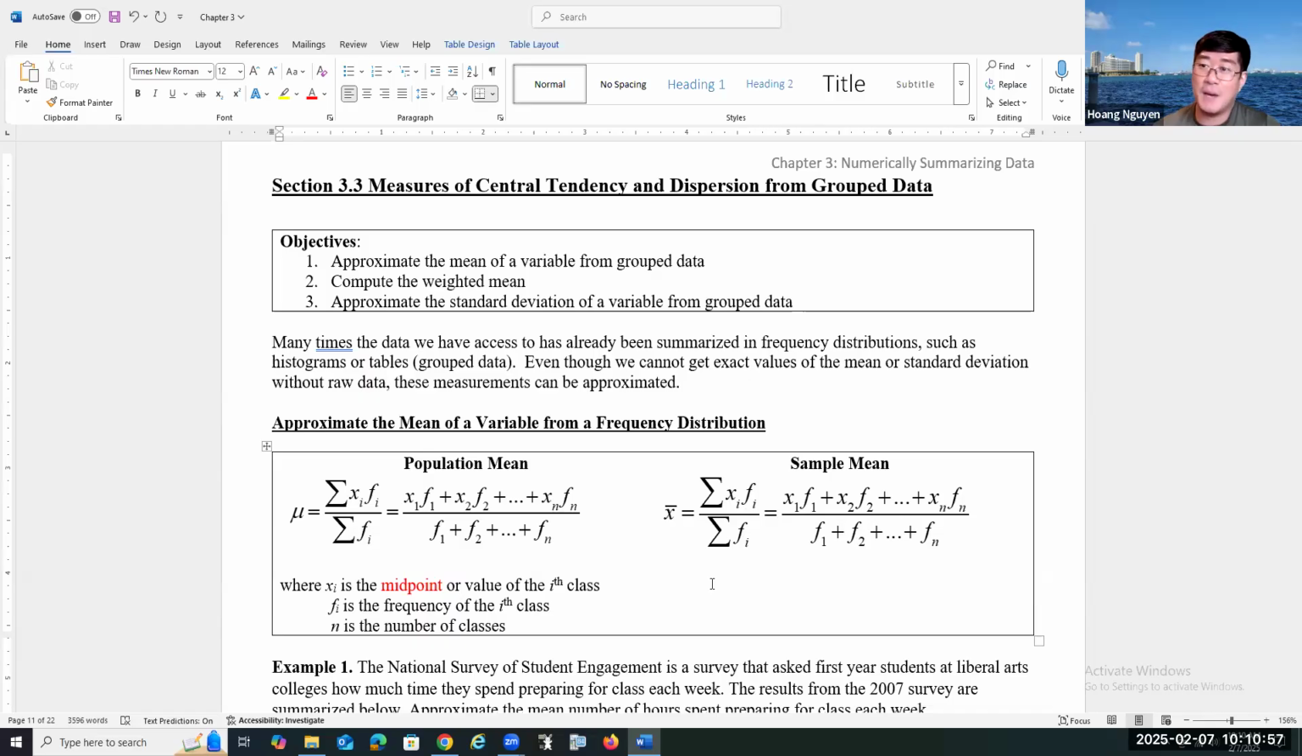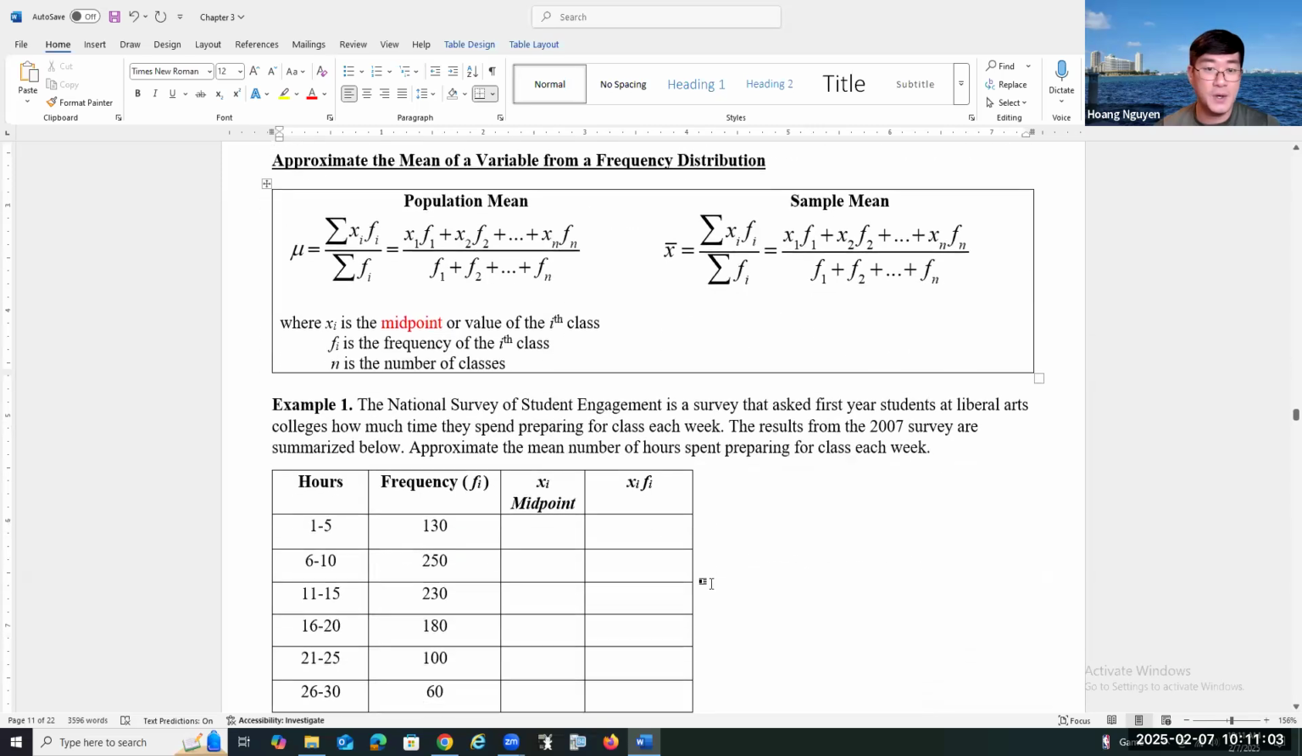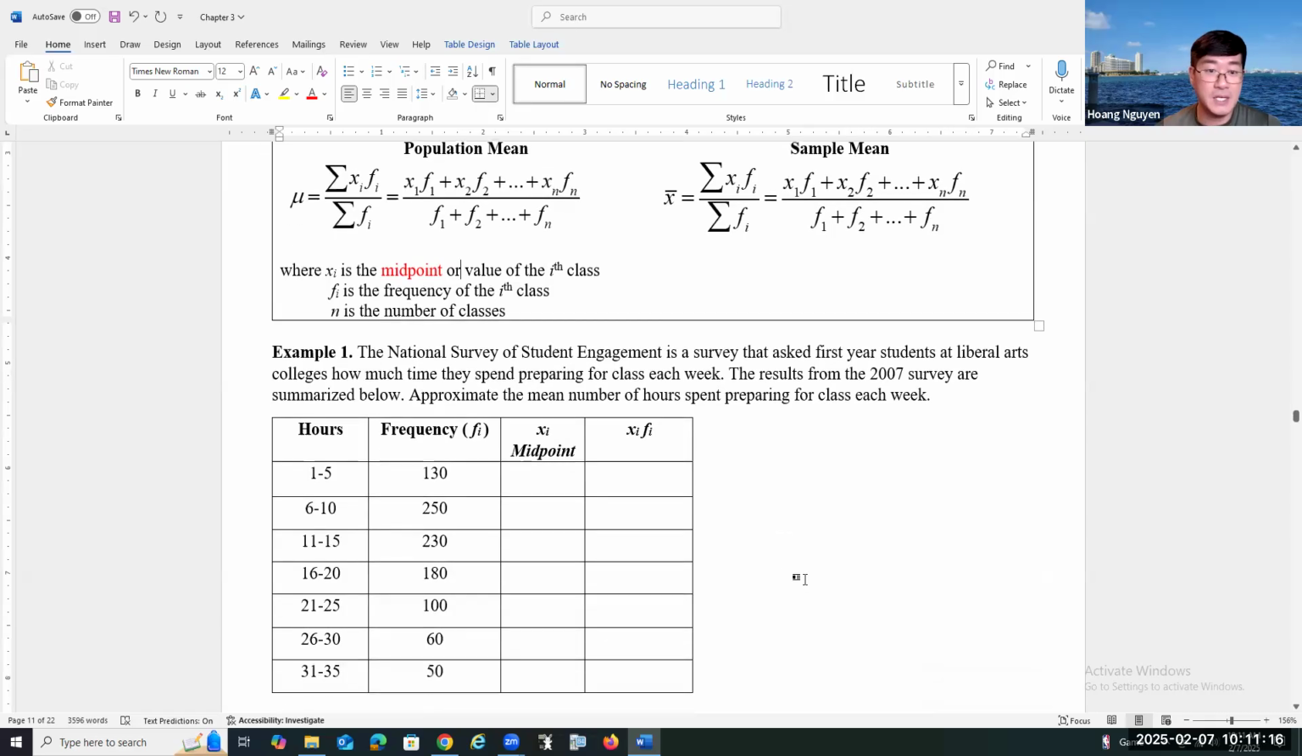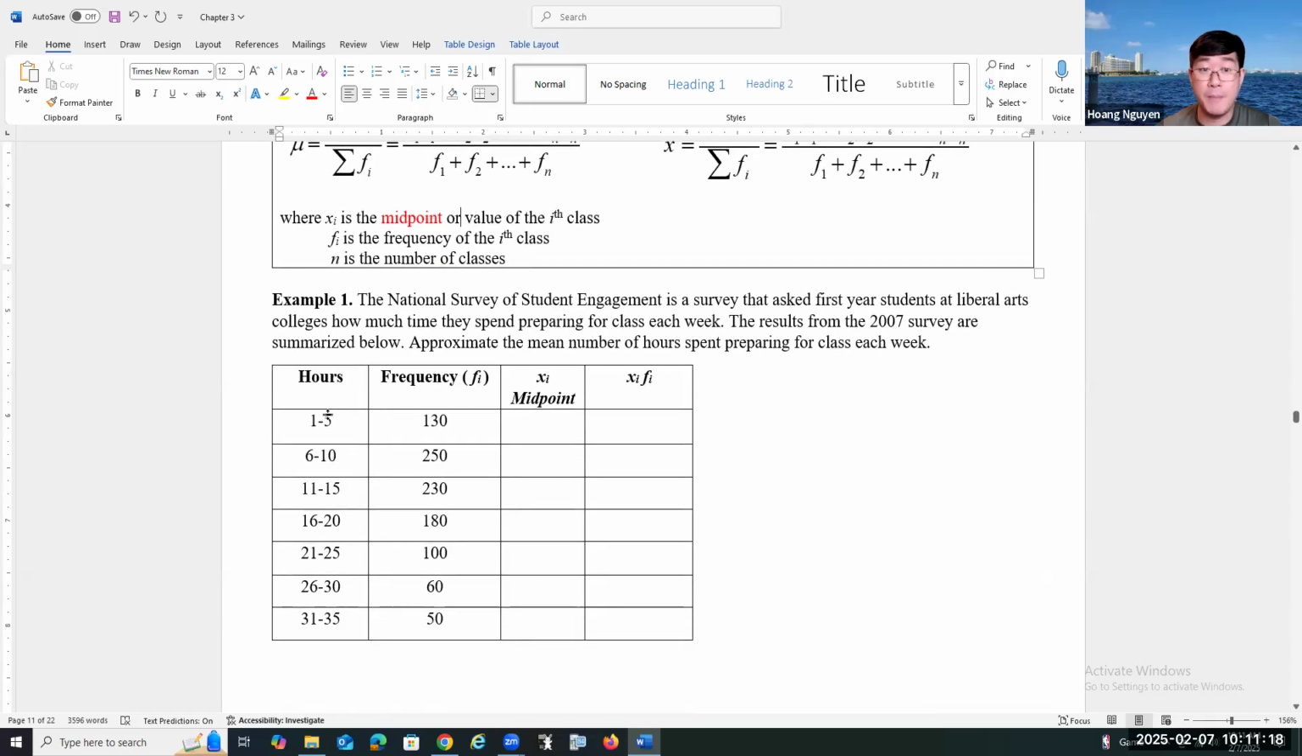Let's give these formulas a try to approximate the mean from grouped data. The National Survey of Student Engagement is a survey that asks first-year students at liberal arts colleges how much time they spend preparing for class each week. This is the result that we have: the number of hours a student spends getting ready for class, from 1 to 5, 6 to 10, and so on, and then we have the frequencies also.